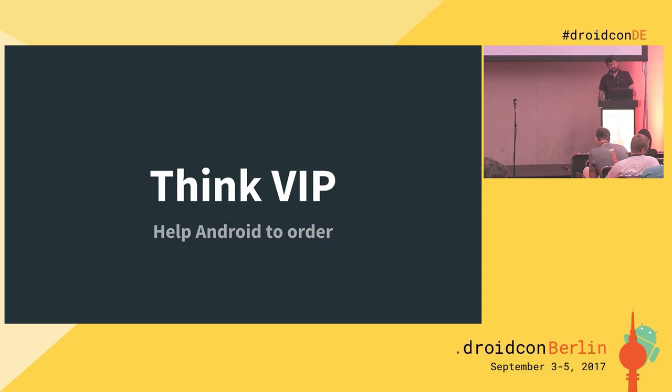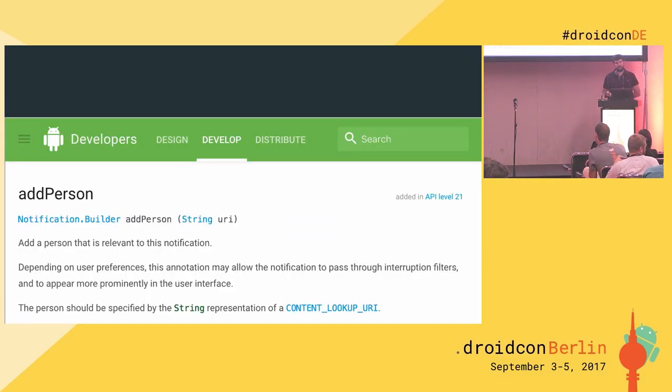The next one is not so well known. It was about the metadata I talked about earlier. On Android, on the notification, you have this method called addPerson that was added in Lollipop. You can provide a string URI that points to a contact of your phone. And if this contact is marked as VIP, the notification will be at the top of the drawer. There are other methods like this, but you can provide information thanks to this, and Android will use it to sort out the notifications.